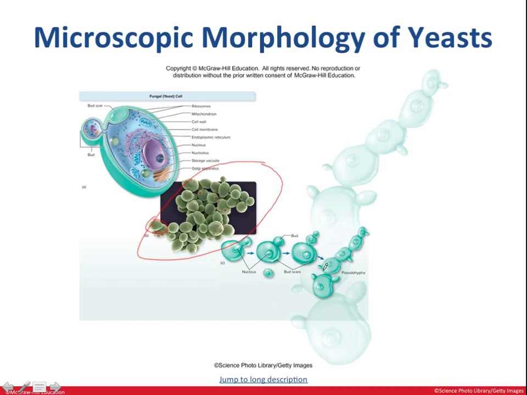So the yeast continuously reproduce and form a chain. They can also generate buds in different directions to make a 3D structure like a cluster of grapes.